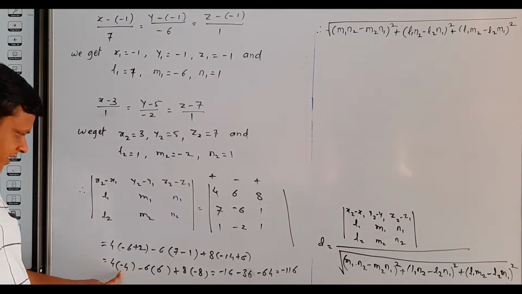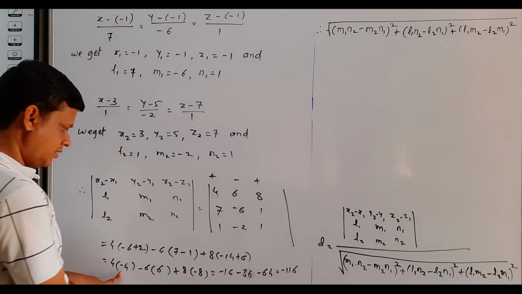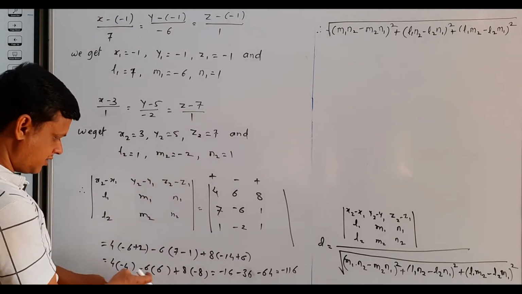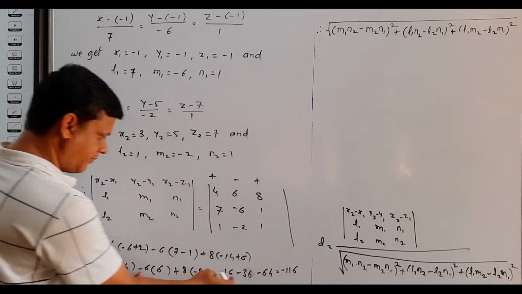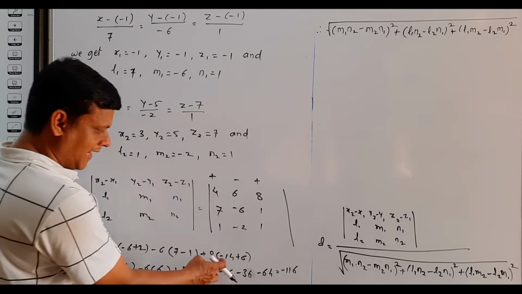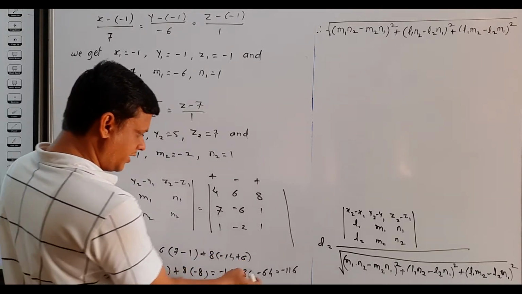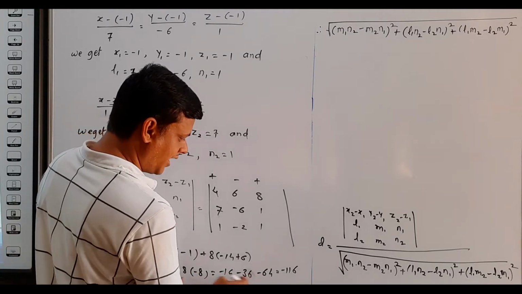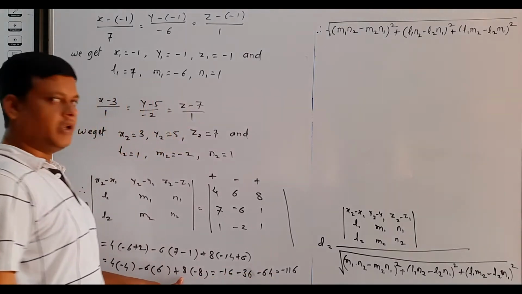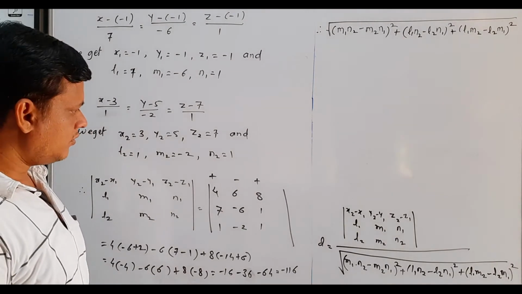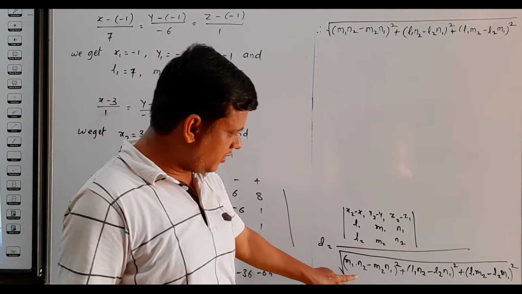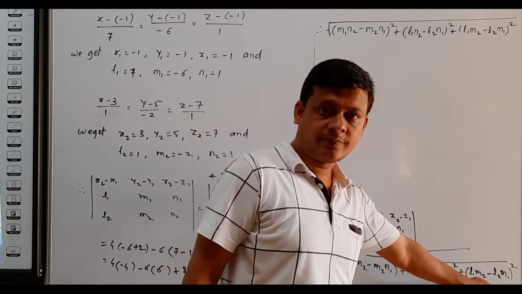So 4 into minus 4 we write minus 16. Then 7 minus 1 is 6. Minus 6 into 6 we write minus 36. Then minus 14 plus 6 we get minus 8. So 8 into minus 8 we write minus 64. So after adding this we get minus 116. Now next we have to find the square root of this.